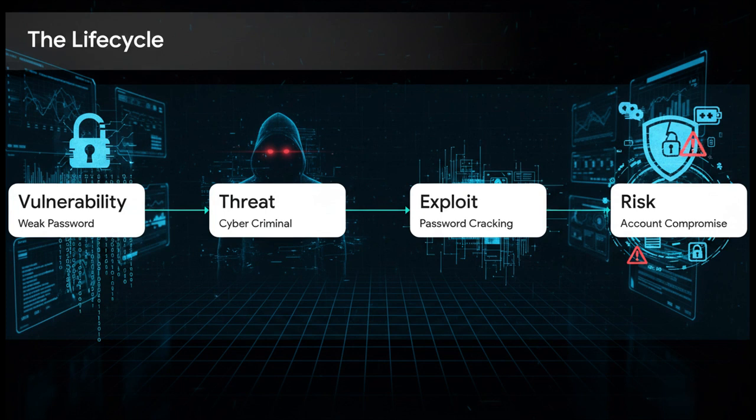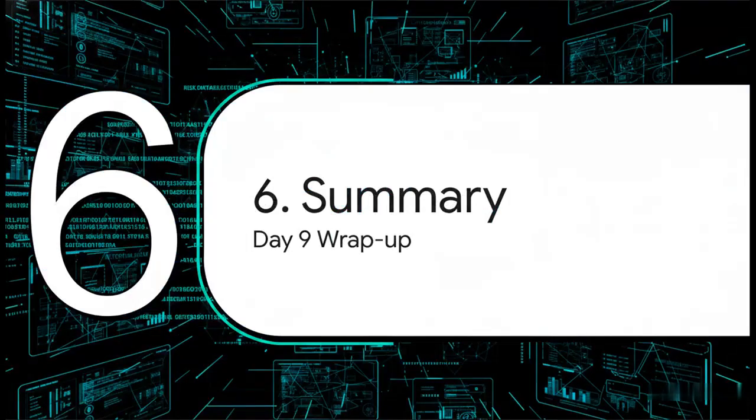Step 3. The threat actor uses an exploit, in this case, a brute force password cracking tool, to take advantage of that weak password. And finally, Step 4. The risk is realized, resulting in an account compromise and potential data theft. You see how they all connect? The vulnerability creates the opportunity, the threat attempts the exploitation, the exploit is the method used, and risk measures the resulting damage. And that brings us right to our Day 9 summary.